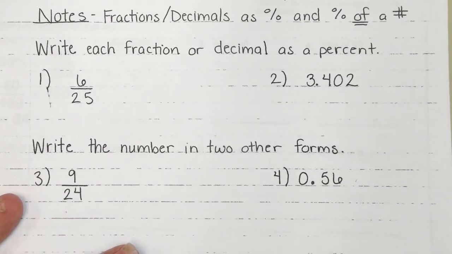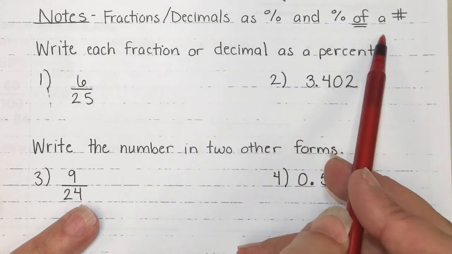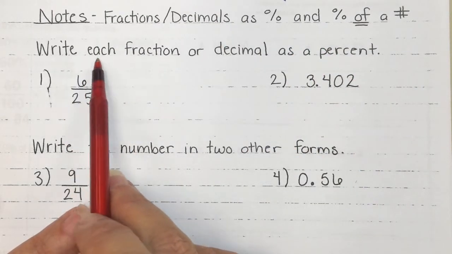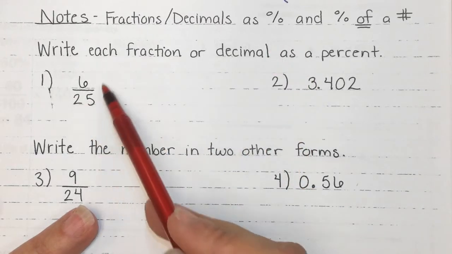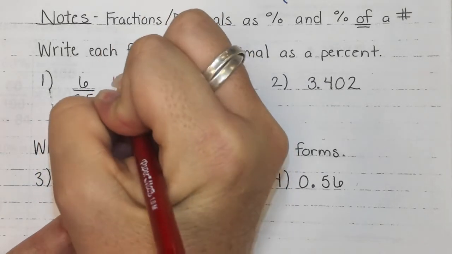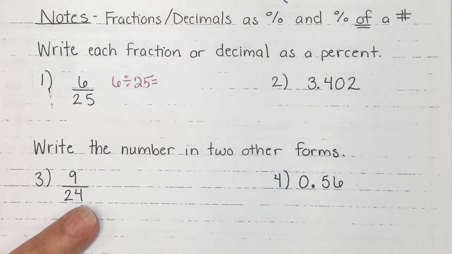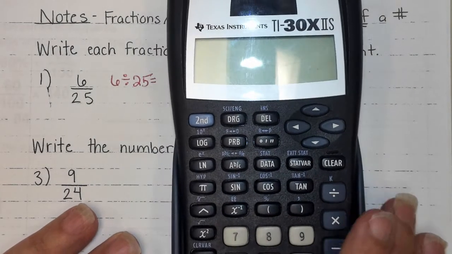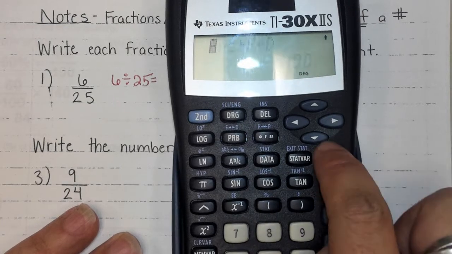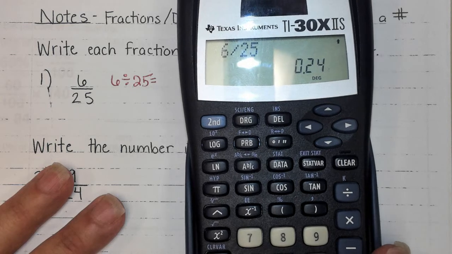Now, going into notes, it says we're going to do fractions and decimals as percents, or we're going to be doing percent of a number. When you write each fraction or decimal as a percent, if it is given to you as a fraction, you are going to have to divide to get the decimal first, or at least to me that's the easiest way to do them. So in my calculator, I'm going to type 6 divided by 25 equals, because we know that the fraction bar means division. And there's your decimal, 0.24.